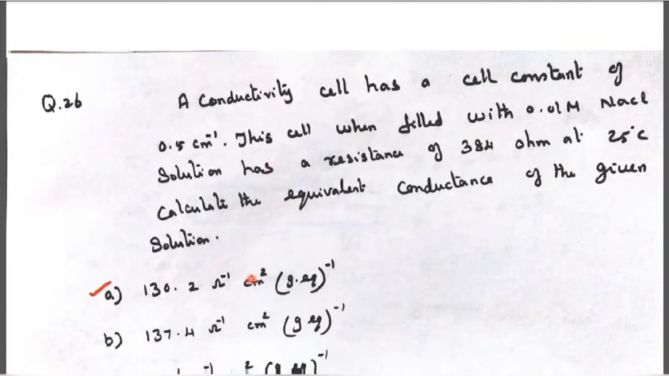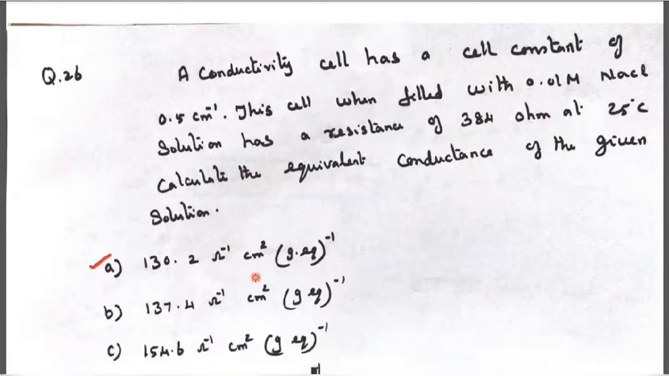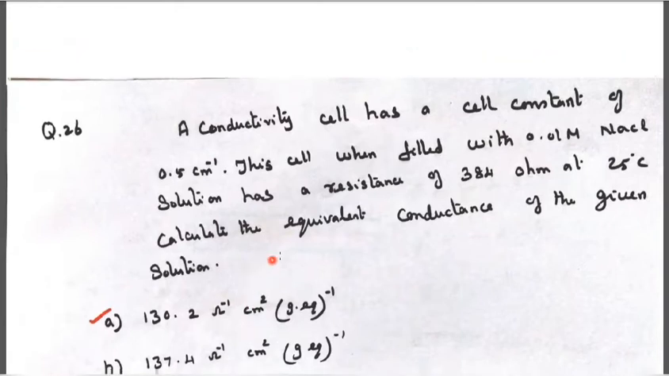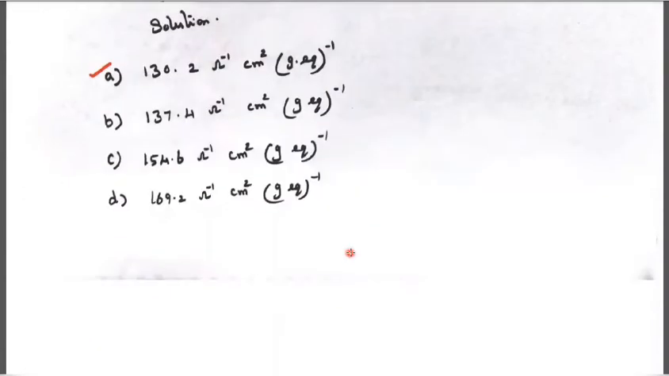Good morning, students. In this series of questions, the last set of videos, question number 26: the conductivity cell has a cell constant of 0.5 per centimeter, and when filled with a 0.01 N sodium chloride solution it has a resistance of 384 ohm at 25 degrees Celsius. Calculate the equivalent conductance of the solution.